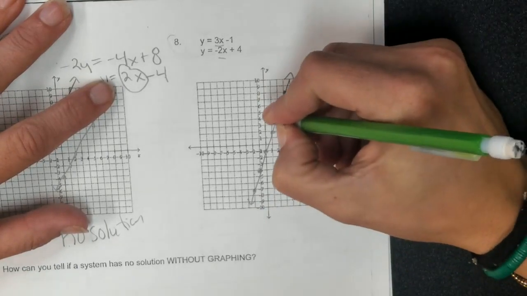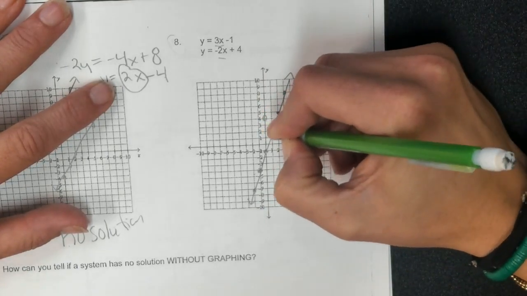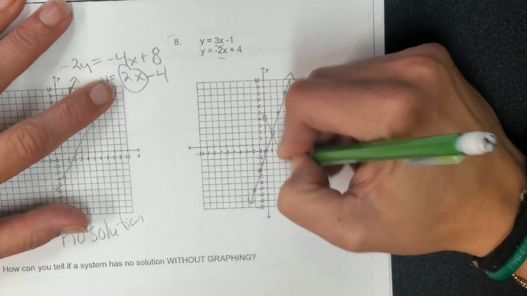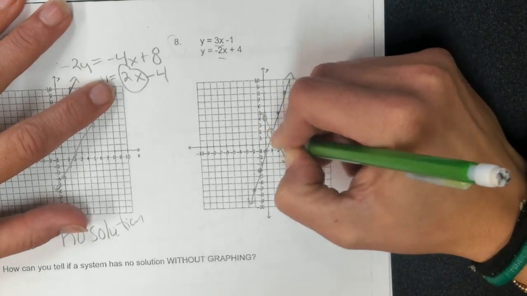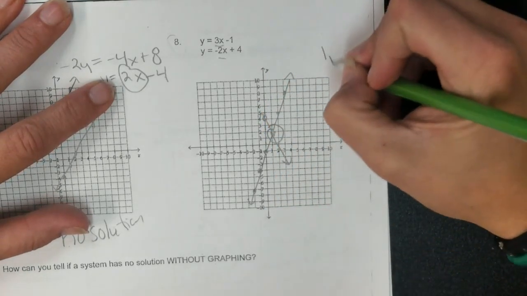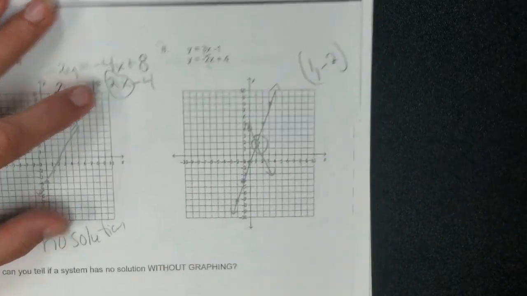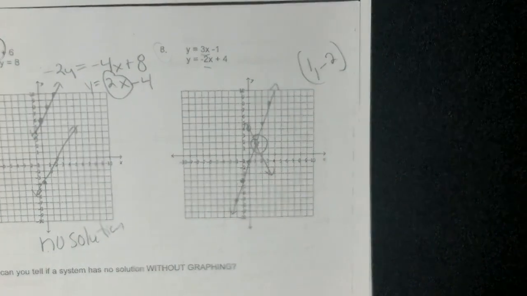Next one, start at 4. My slope is down 2 to the right 1, down 2 to the right 1. Oh, that intersected nice and easy. Okay, so there's my intersection point. It looks like it's at 1, negative 2. So my solution is 1, negative 2.